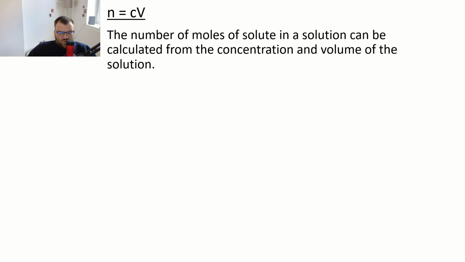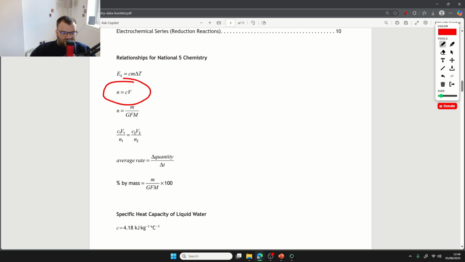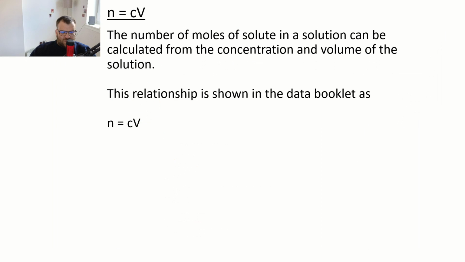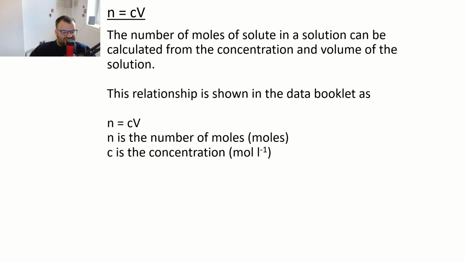The number of moles of a solute in a solution can be calculated from the concentration and volume of that solution. That's in the data booklet: n equals c times v. What do those stand for? Well, n is the number of moles, in moles. c is the concentration, typically in moles per litre. And v is the volume, which would usually be in litres.